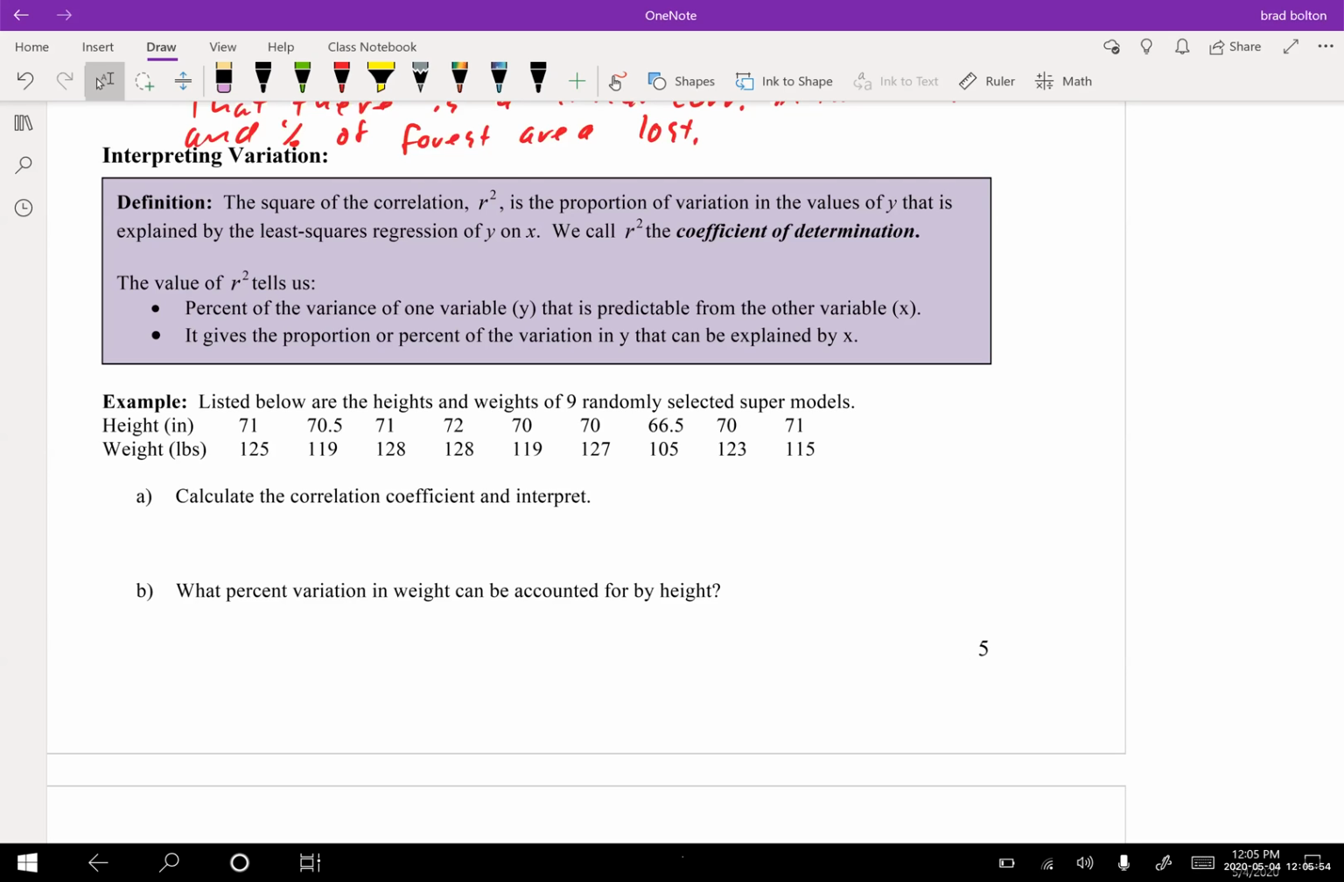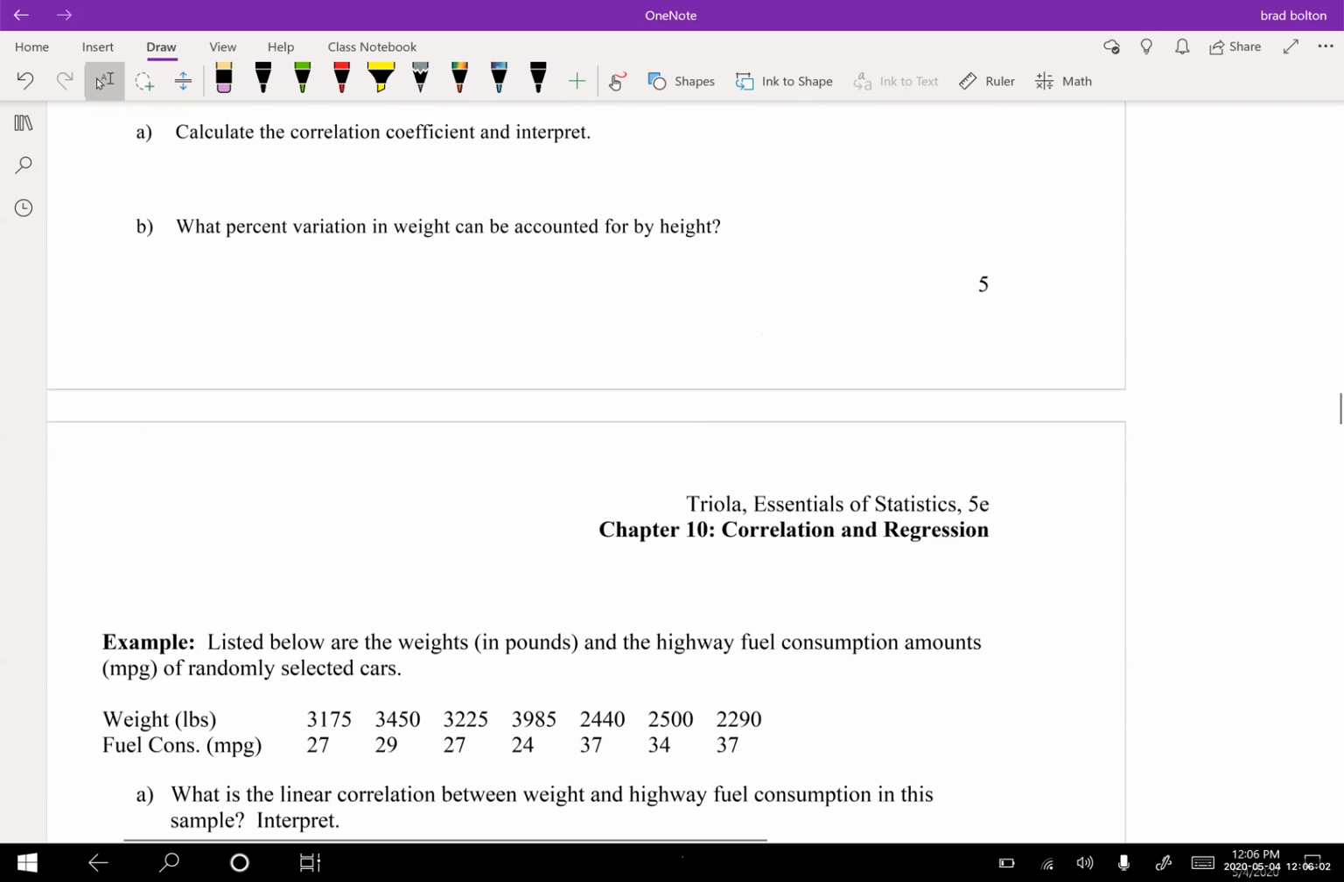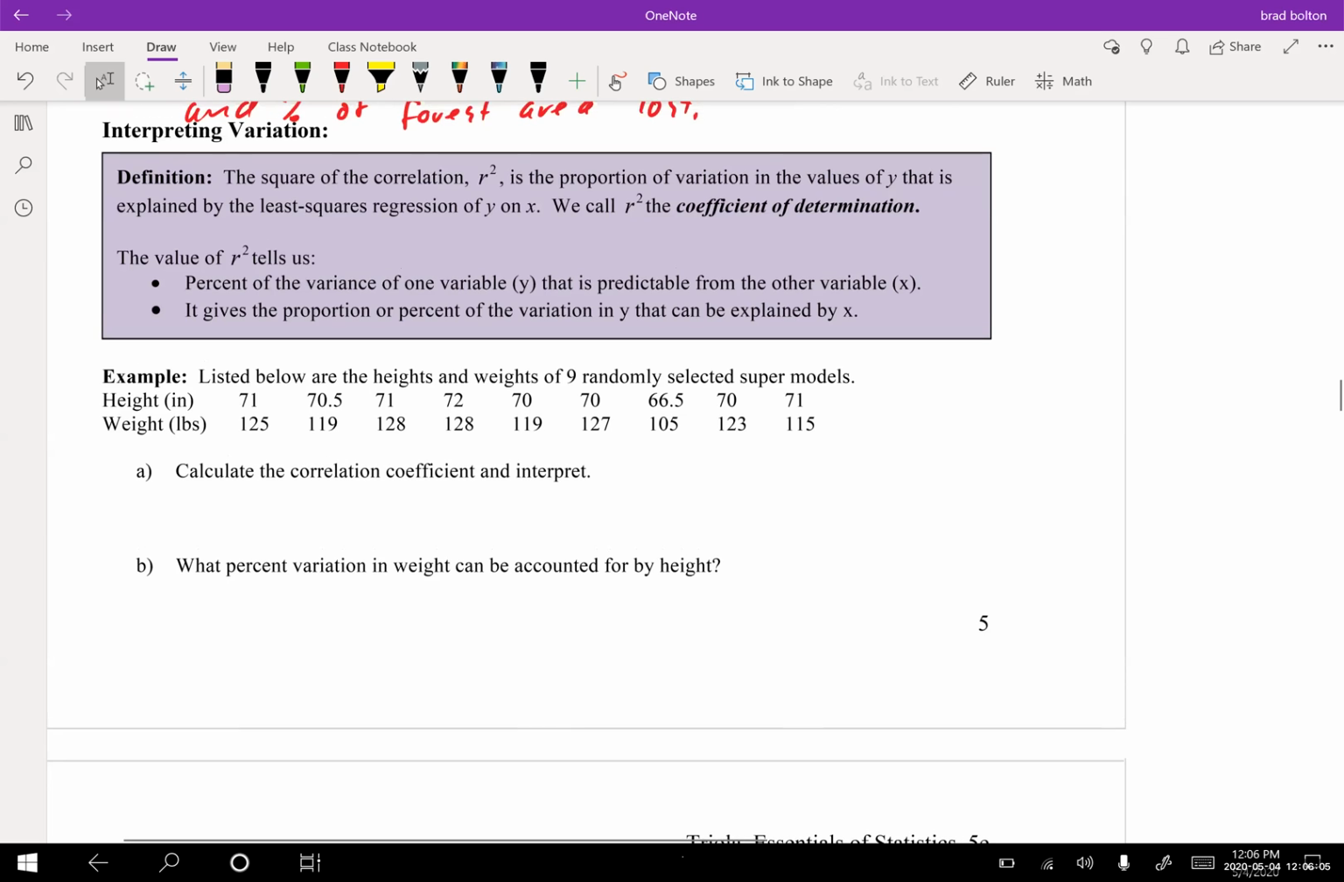So in this problem, it says listed below are the heights and weights of 9 randomly selected supermodels. Calculate the correlation coefficient, and then what percent of variation in weight can be accounted for by height. So let's just finish this last piece right here. So let's take out our calculator.